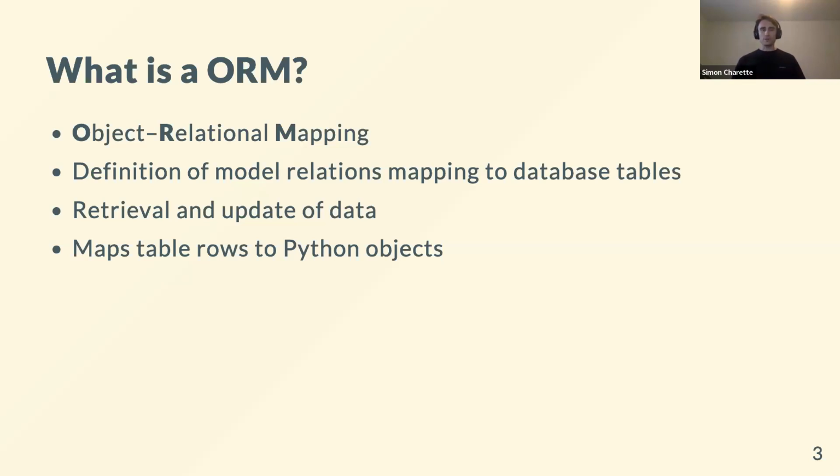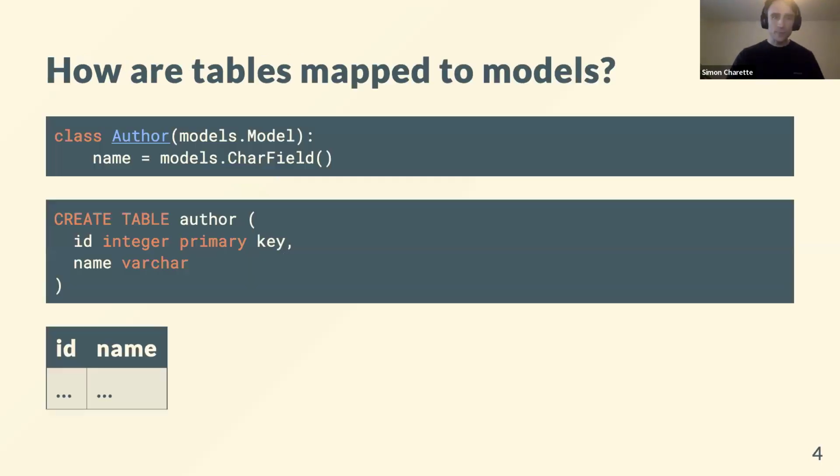The ORM allows you to interact with the database to retrieve and update data. So that is selecting it, aggregating it, inserting new data, updating it, deleting it as well. And in the case of the Django ORM, and I guess other ones that are written in Python, it allows you to map table rows to Python objects.